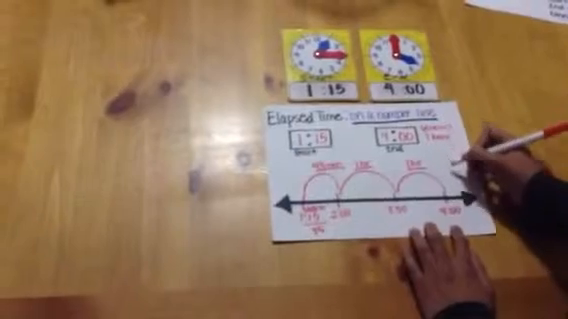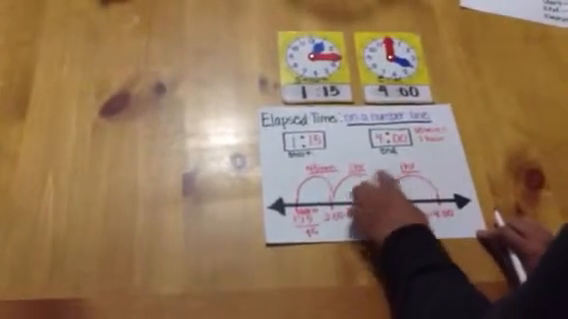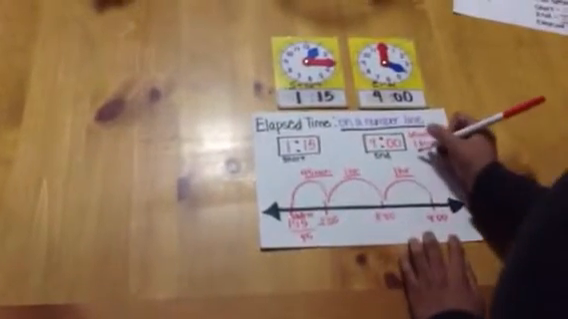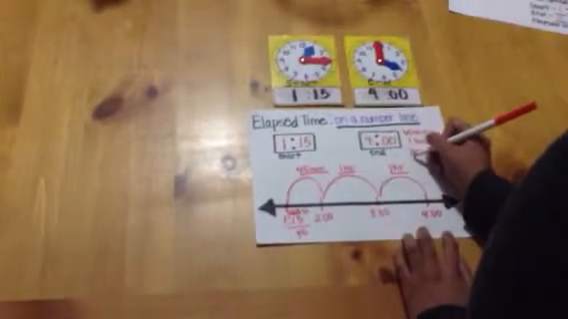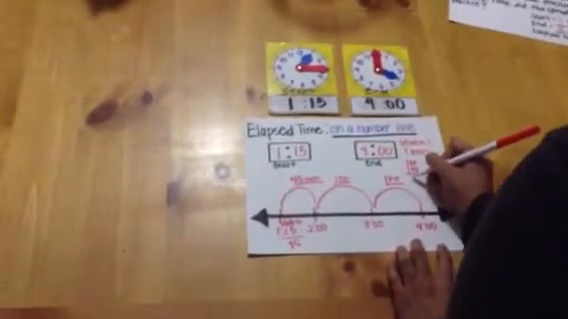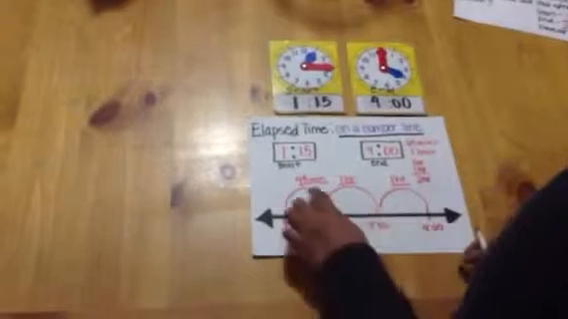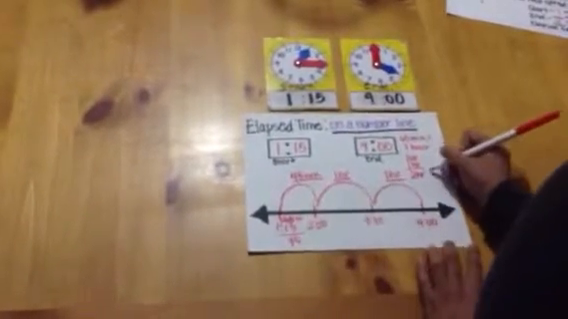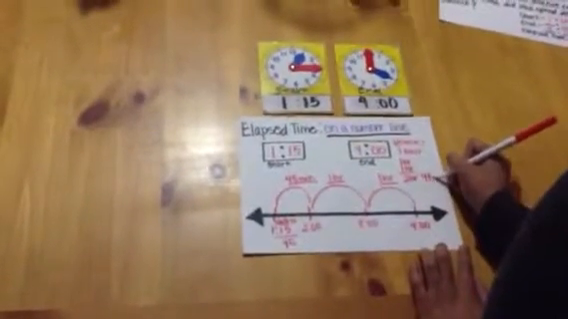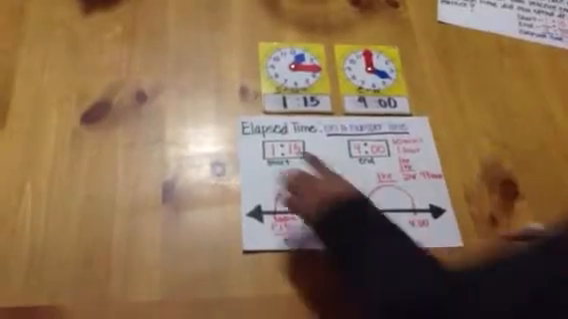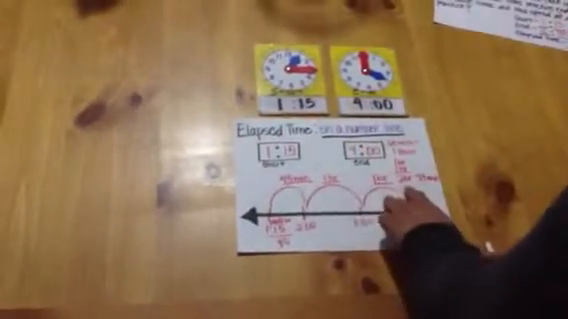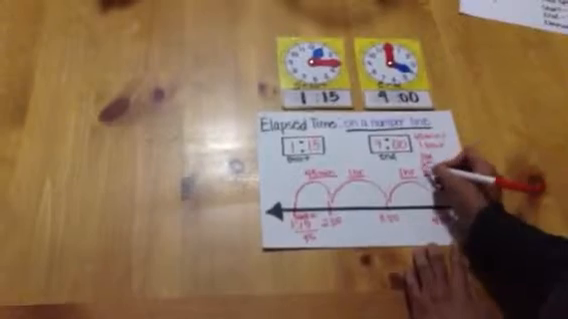Now, the rest is simple. We're going to add our timings. 1 hour plus another hour is 2 hours. And we're going to add our 45 minutes that we have left. So, our elapsed time using a number line is 2 hours and 45 minutes.